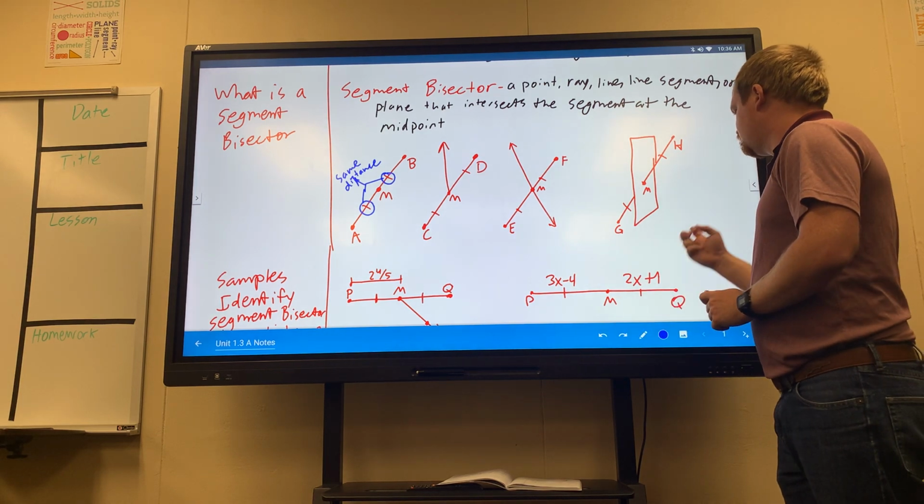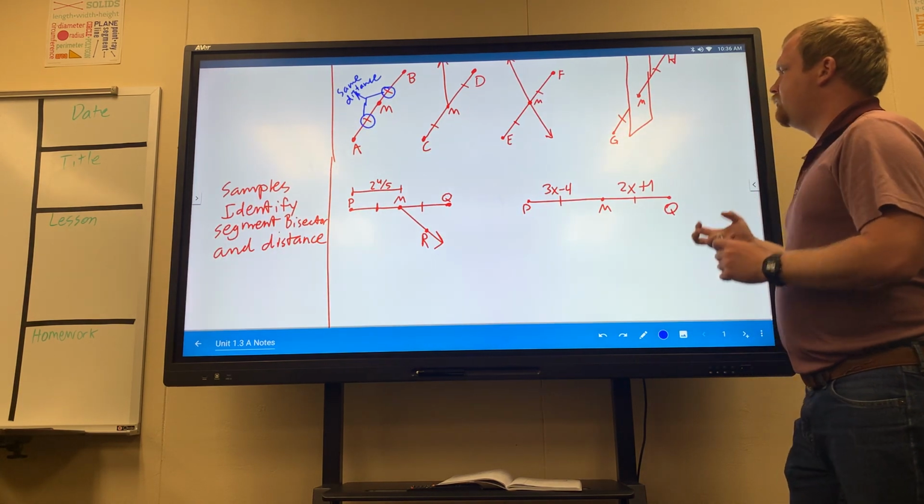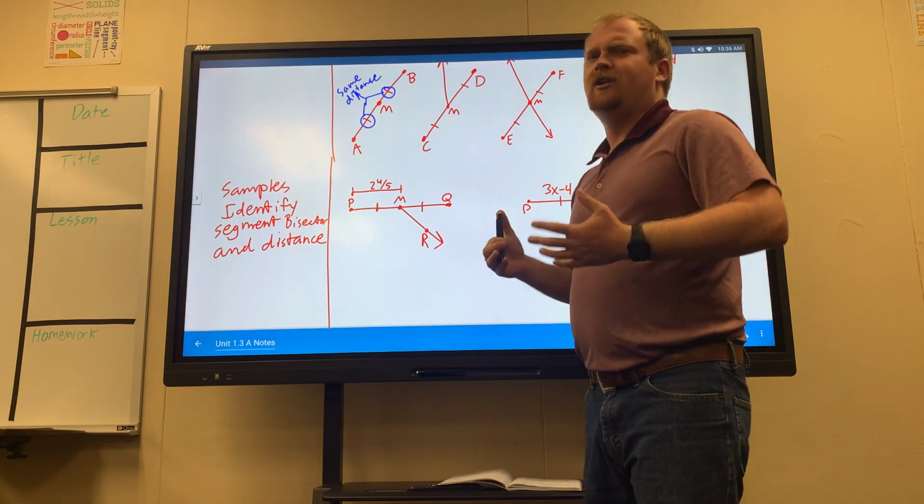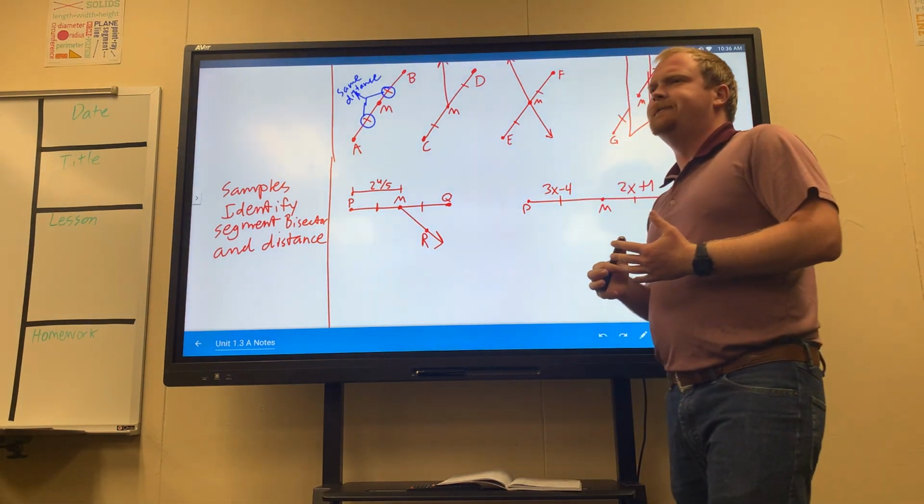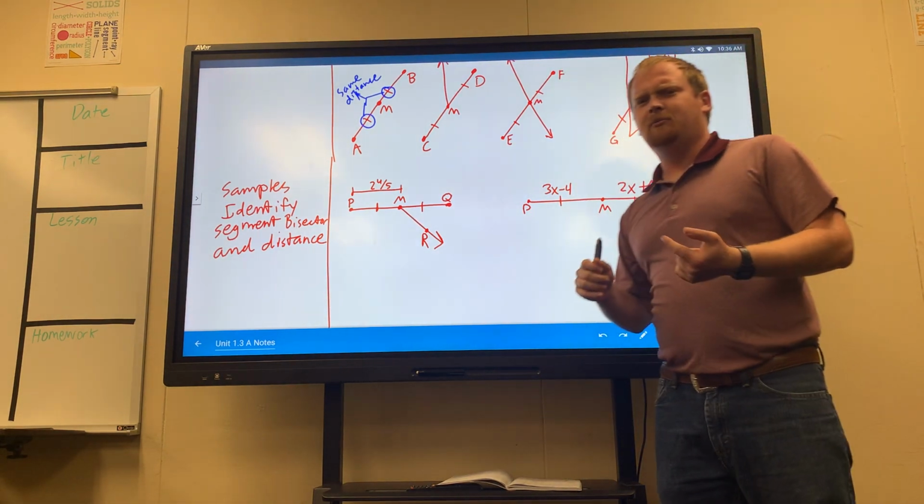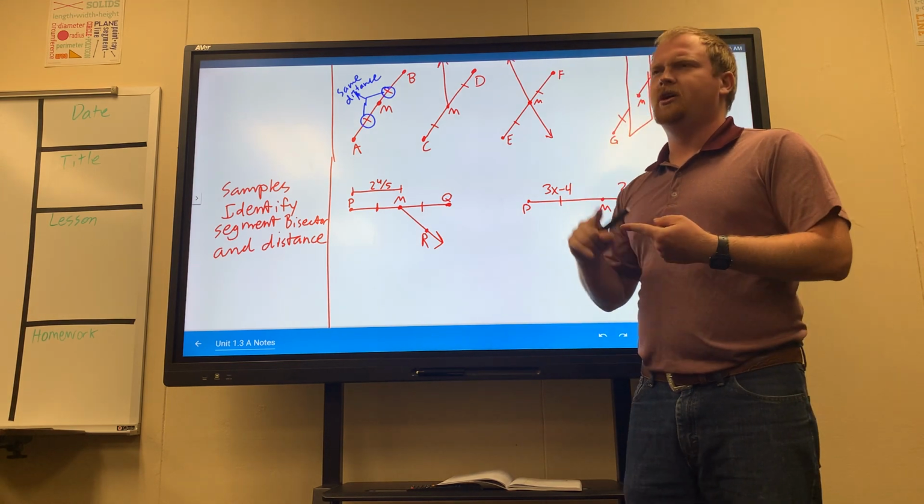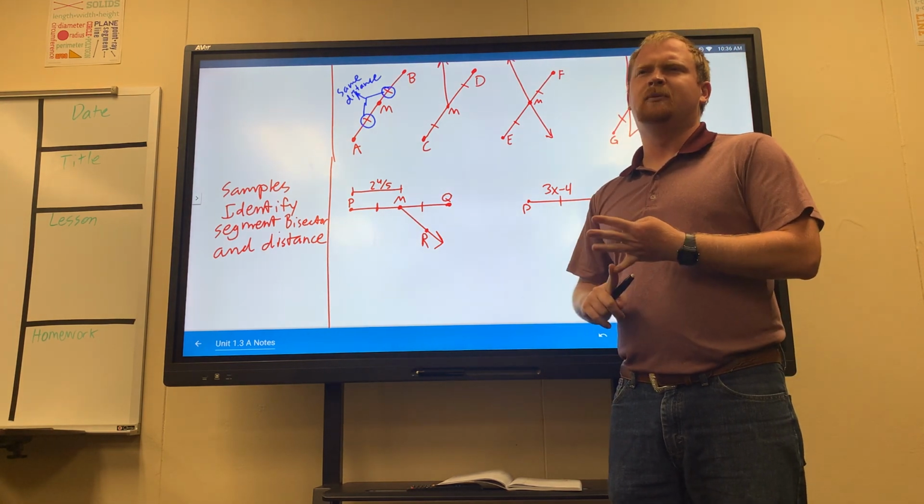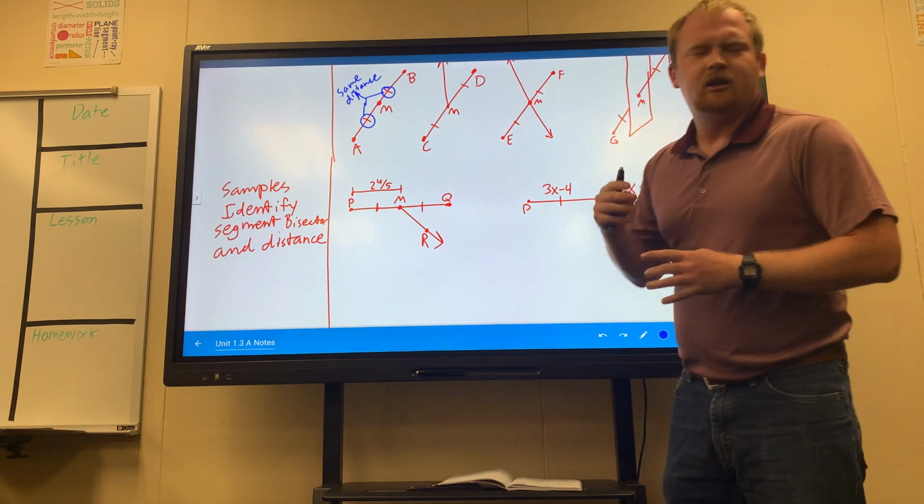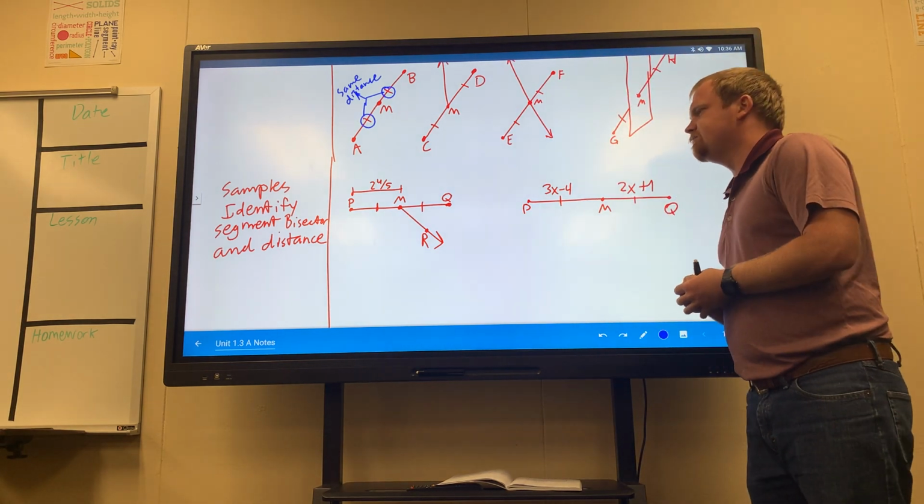Okay? So those are the segment bisectors that we just saw. And I want you to just remember that segment bisectors could be points, rays, lines, or even planes. Okay? It can be any of those things.